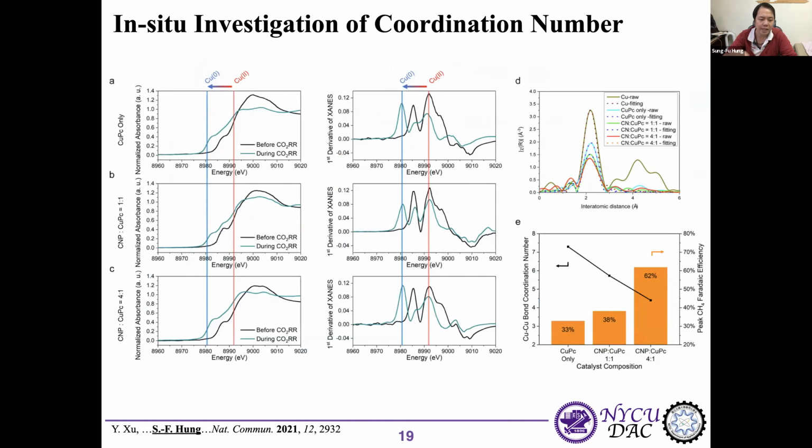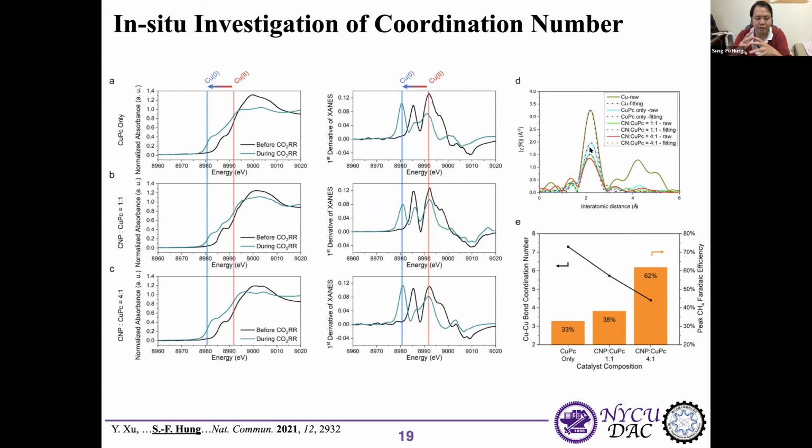Okay, so we conducted the in situ XAS to identify the coordination number of copper during reactions. We analyzed the first derivative of XANES to obtain the oxidation number. Before reaction, the copper presents a 2 plus state and reduces to 0 during the reaction. We also observe the copper to copper metallic bond formation during the reaction. The intensity of the metallic bond decreases as the carbon nanoparticle is added.